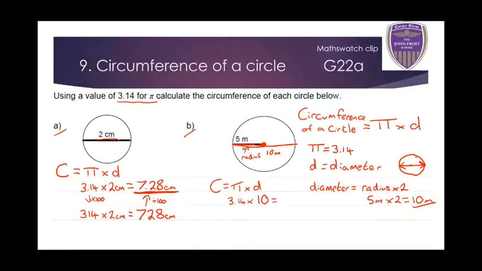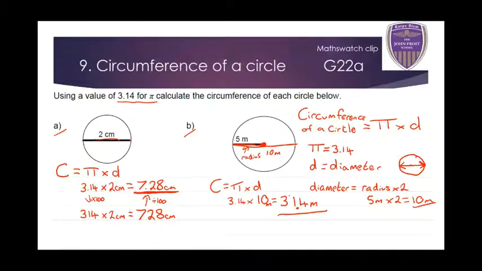Multiplying by 10 is fairly simple. All I need to do, if I've got my number, 3.14, and my decimal point started here, is move it once to the right. So it would be there, and the answer would be 31.4 meters. So the circumference of this circle is 31.4 meters. And that's how we calculate the circumference of circles.